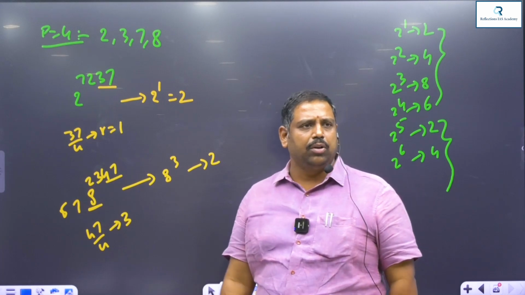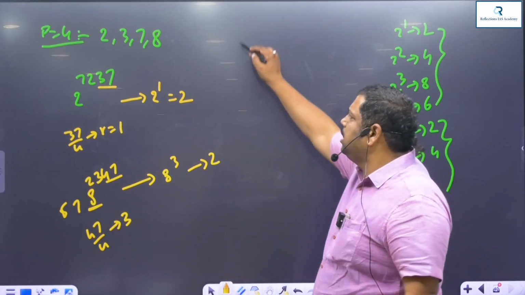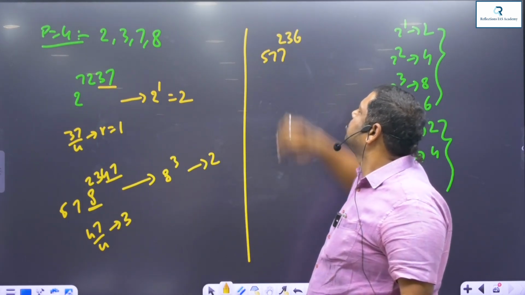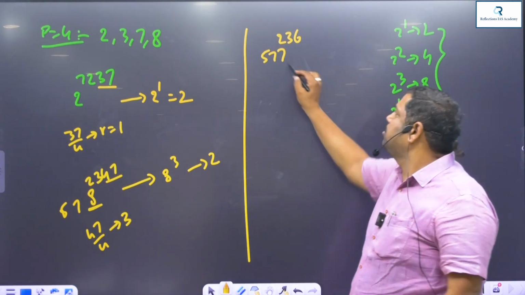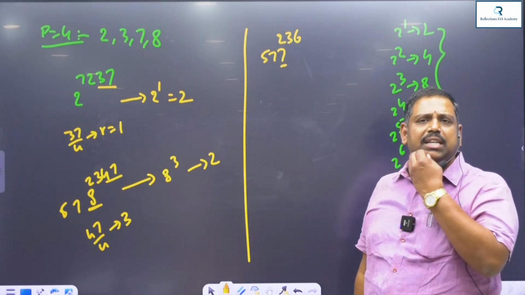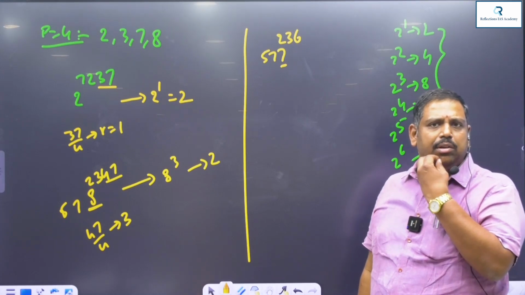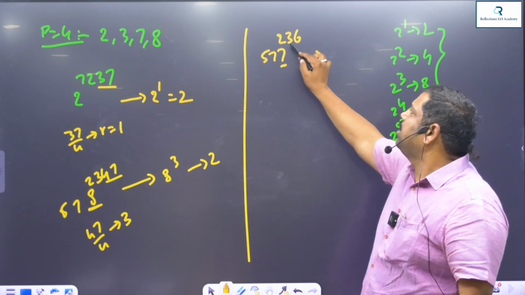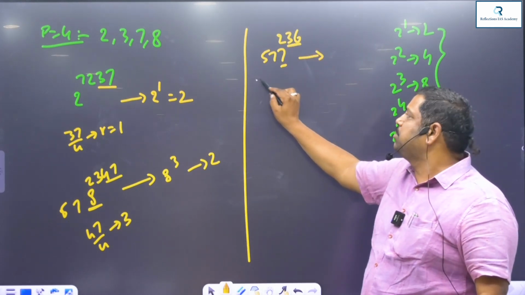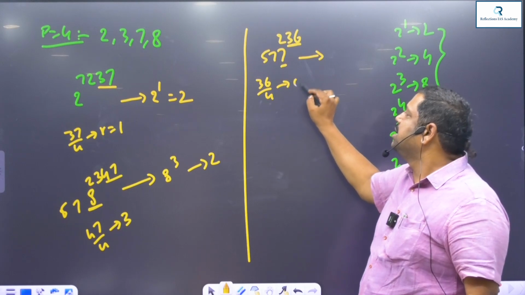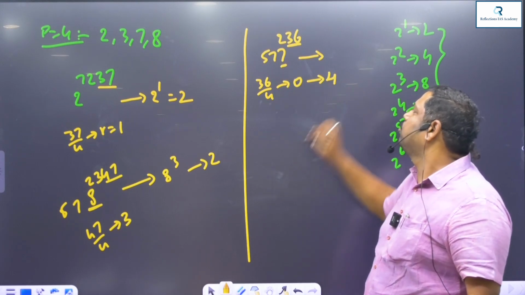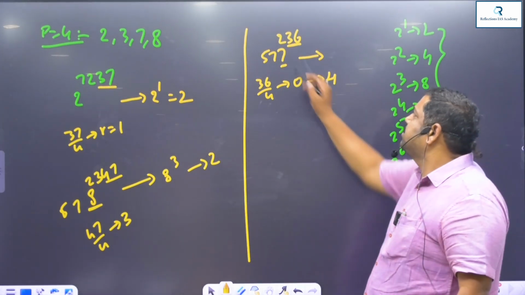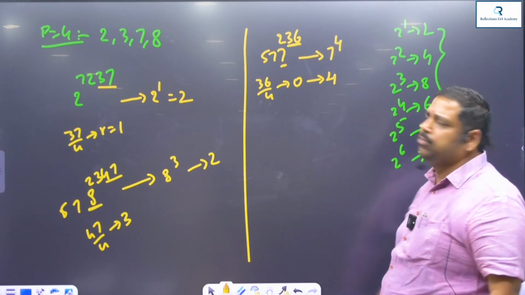2. Okay. So suppose you have a number 577 power 236. You have to check the units place, how much is it here? 7. For 7, the periodicity is how much here? 4. Periodicity 4 means divide the power by 4. 36 by 4, the remainder is 0. The 0 remainder you have to treat as 4. If you treat it as 4, the answer will become 7 power 4.